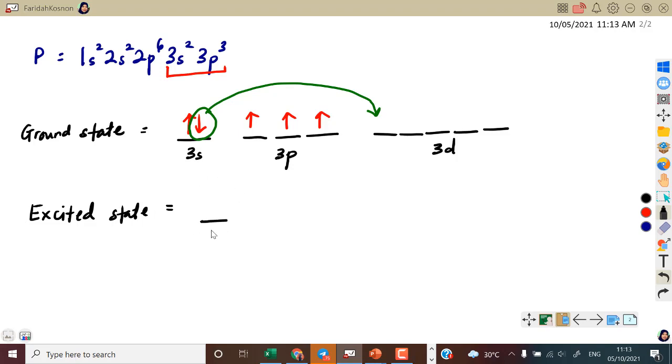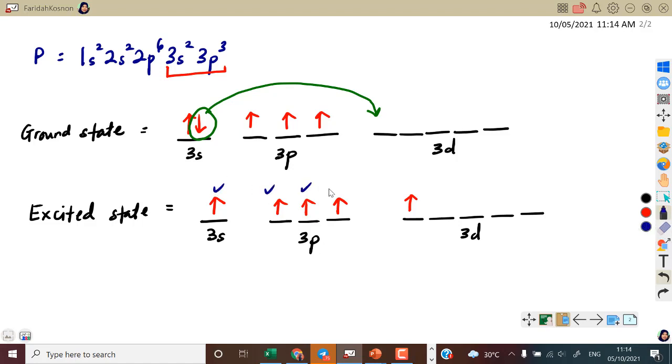So what happens at the end, we will get 3s occupied by 1 electron. Then 3p, 1, 2, 3. You can see here in 3p there are 3 unpaired electrons. And in the 3d orbitals, 1, 2, 3, 4, 5, one of the 3d orbitals is occupied by 1 unpaired electron. So you can see here there are 1, 2, 3, 4, 5 unpaired electrons.